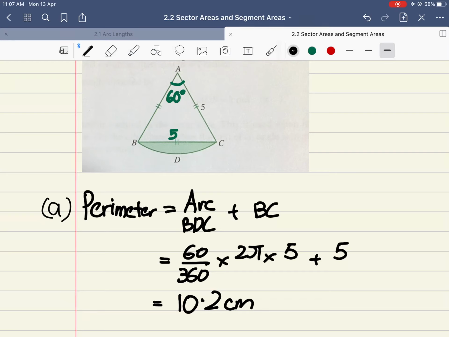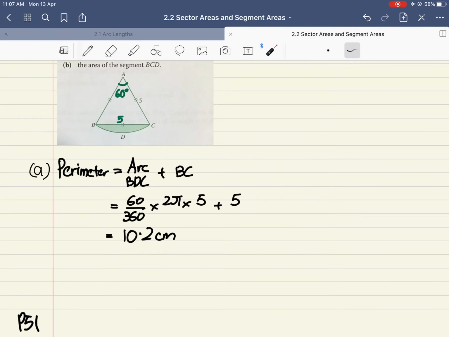Now, I want to find the area of the segment BCD. So, what is this segment we're talking about? I think we did something similar earlier. This segment is this. So, what I need to do here is to take the area of the entire sector minus away the area of the triangle. What I'm left with will be the area of the segment BCD. Okay, let's just get right to it.